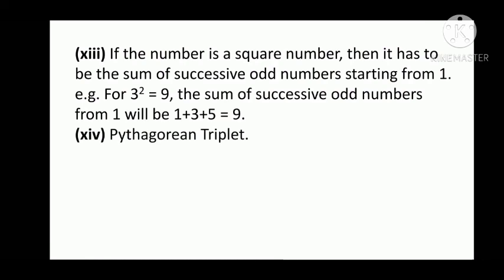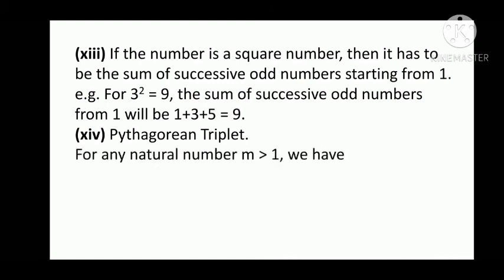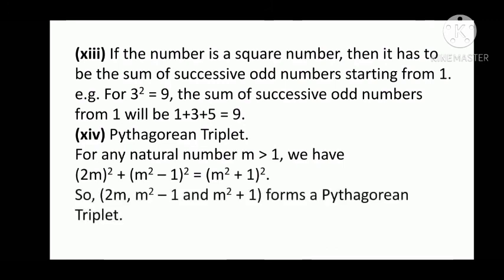Now, coming to Pythagorean triplet, this is a very important concept. Three natural numbers, if I take here m, n and p as three natural numbers, are said to form a Pythagorean triplet if m square plus n square is equal to p square. That is, for any natural number m greater than 1, we have (2m) square plus (m square minus 1) whole square is equal to (m square plus 1) whole square. Now 2m, m square minus 1 and m square plus 1 form a Pythagorean triplet.